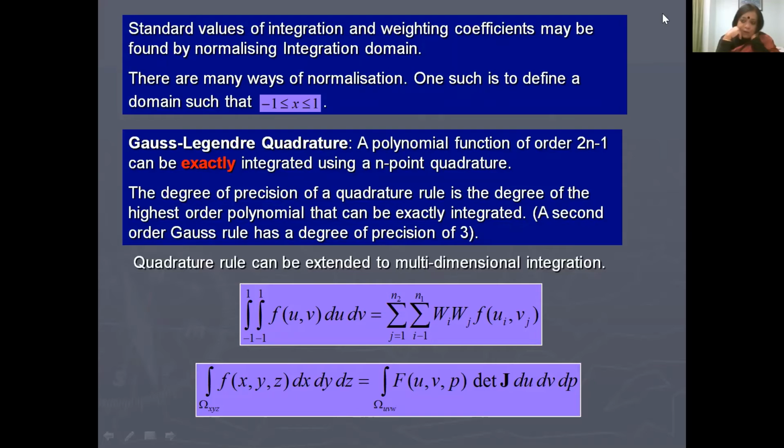So right now, what we have done is we have written out the integration in terms of u, and we are going to evaluate this term in the natural domain using Gauss-Legendre quadrature. Why are we going to use this particular technique? Gauss-Legendre quadrature tells us that a polynomial function of order 2n-1 can be exactly integrated using an n-point quadrature. So if you go back to the previous slides.